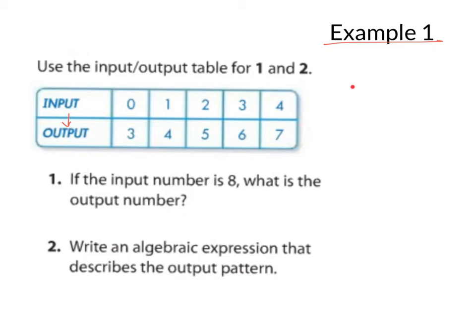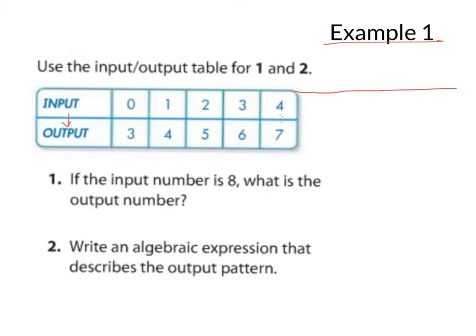It doesn't matter if it's up and down or side to side like this. All right, so we're asking ourselves, what happens from the input number to the output number? Just look at these for a second and see if you notice a pattern. From 2 to 5, what's happening? From 3 to 6, what's happening? From 4 to 7, what's happening? So here the question is, if the input number is 8, what is the output number? Well, I see the input numbers only go up to 4.